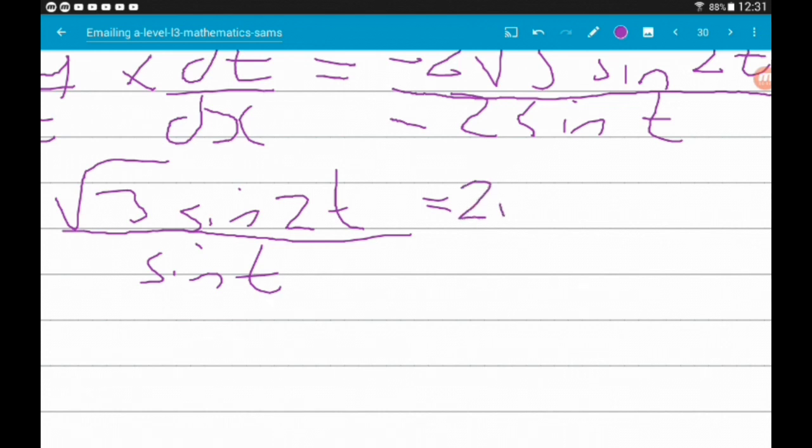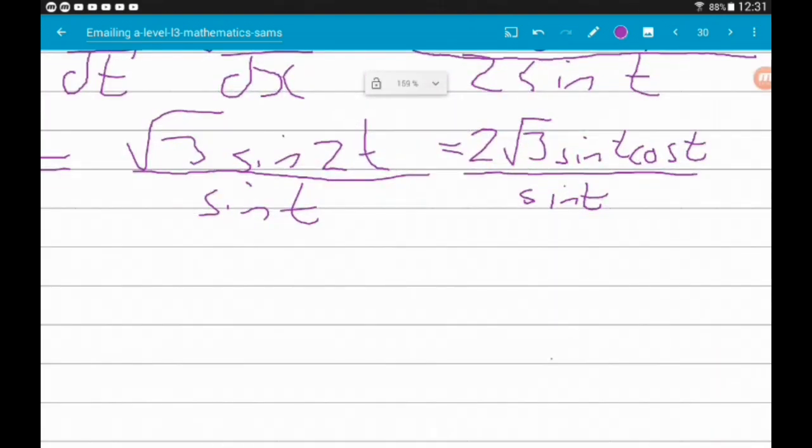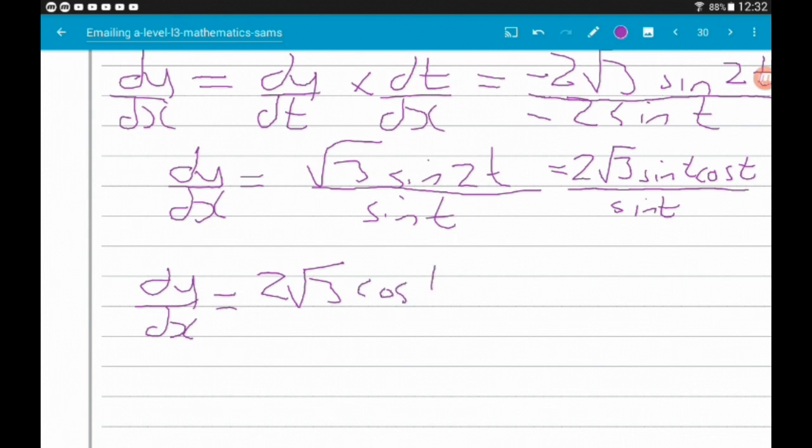2 root 3 sine t cos t, and then that's all over sine t. So then there's a common factor of sine t. So finally we can say dy by dx is 2 root 3 cos of t. I think you would have got the marks for leaving it in terms of sine 2t and sine t, but I'm probably going to need this, so we might as well make it as simple as possible.